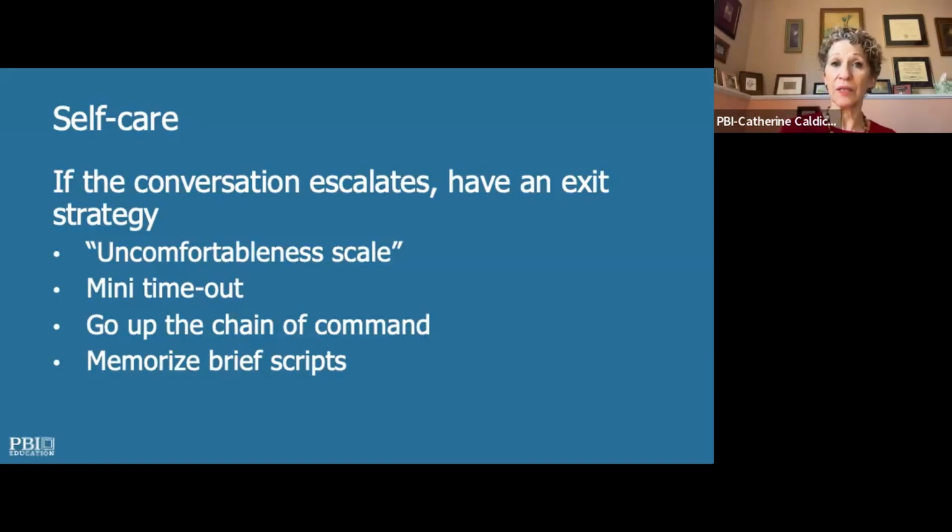If you are starting to feel uncomfortable, you can take a mini timeout. Simply say, please excuse me for a moment. You don't have to provide a reason. Then go to the bathroom, get a glass of water, blow off steam with a colleague, but really just take a few moments. I mean, don't take a half hour, but if that's all you need to kind of break the emotional connection of what's going on, give yourself a little distance.